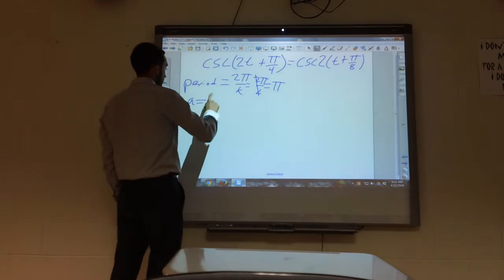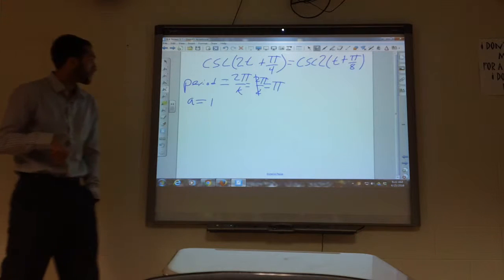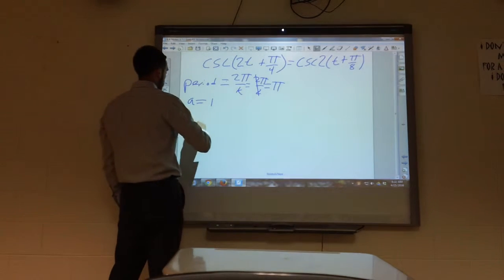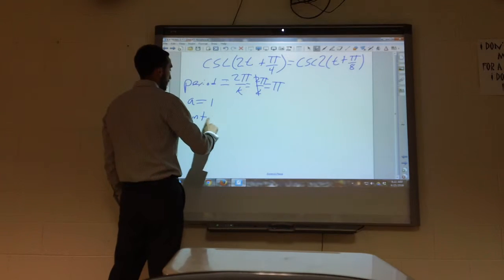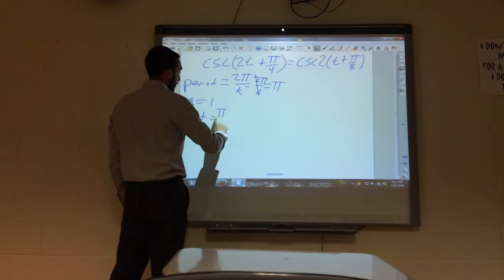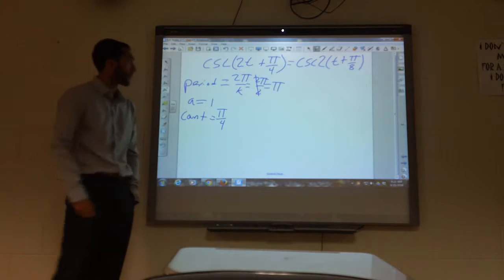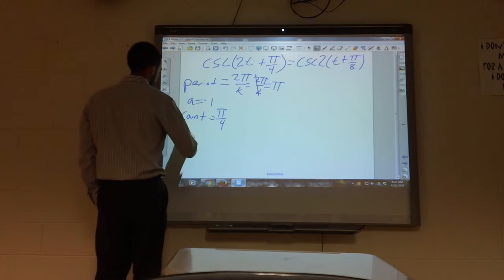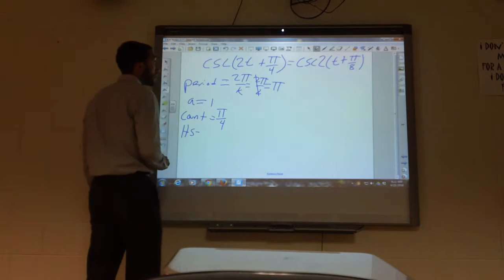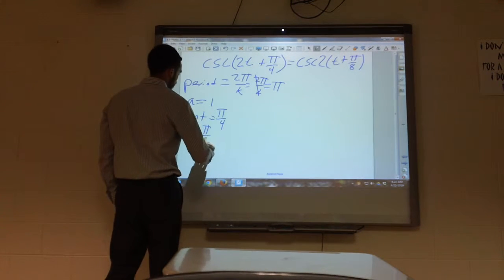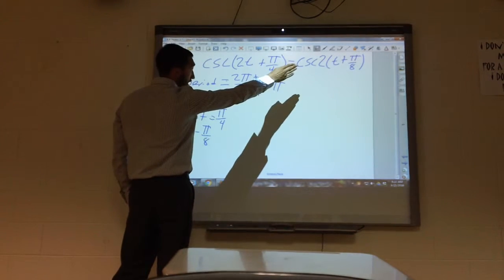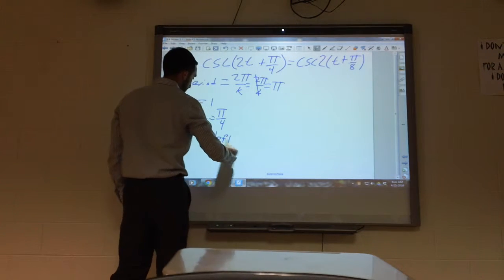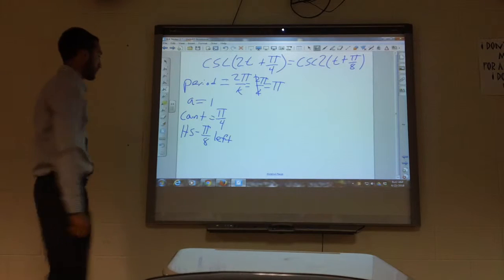Then the count is going to be pi over 4, because we have 4 intervals. And then we have a horizontal shift of pi over 8. Because it's a plus in the parentheses, remember you have to go backwards, so it's left pi over 8. No vertical shift.